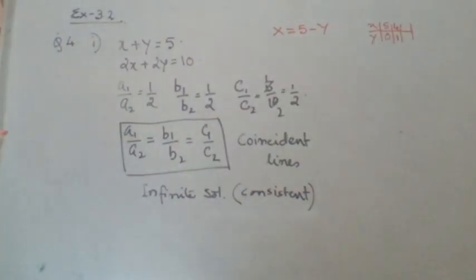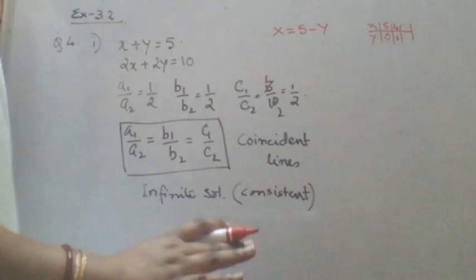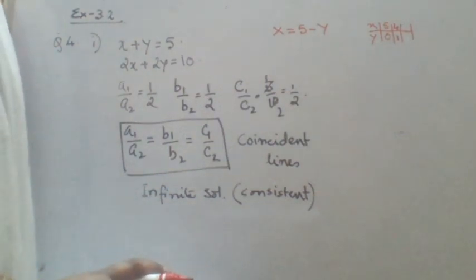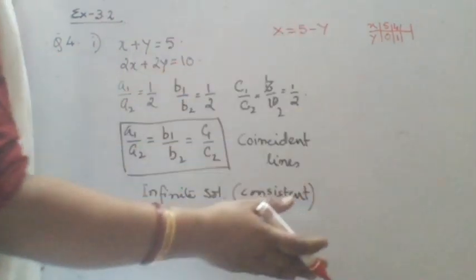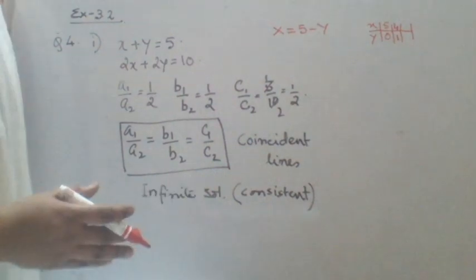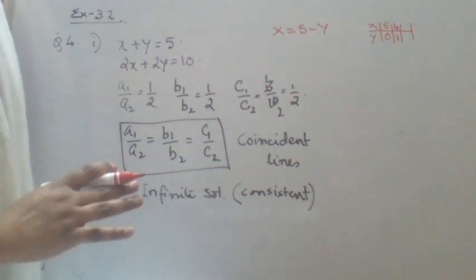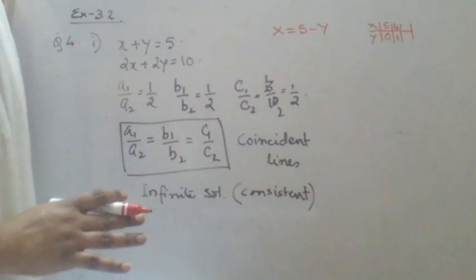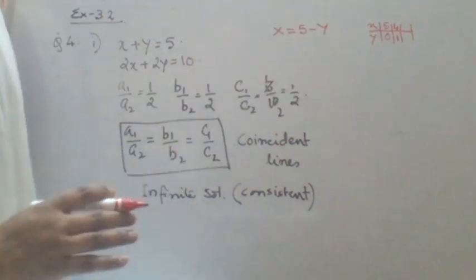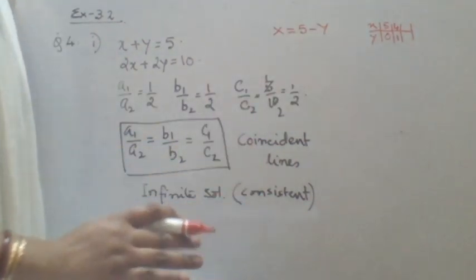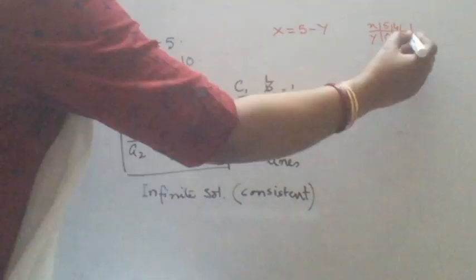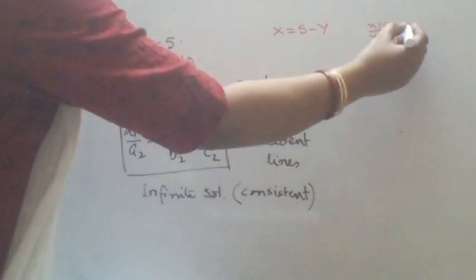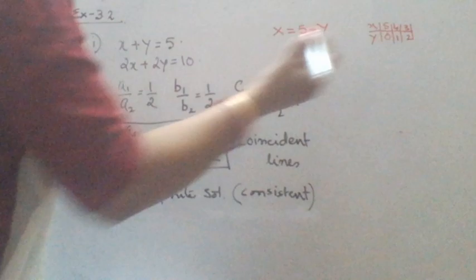So straightaway prepare the table. No need of showing the calculations, because sometimes students show all these minute calculations in the notebook, but they don't carry much credit points. You are unnecessarily wasting your time. So if you can do them orally, fine, prepare the table, plot them, and you get the answer. If y is equal to 2, then your x is equal to 3. So you have got the table.